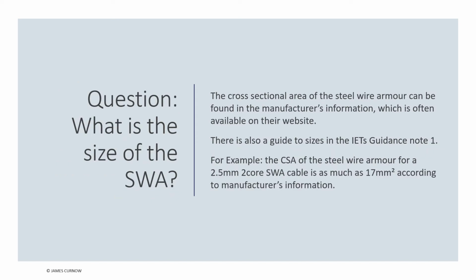The next question is, how do we find the actual size of the steel wire armour? Well, this can be found in the manufacturer's information, which is usually available on their website. There is also a table in the IET Guidance Note 1 which provides sizes of CSA of the armour for various sizes of SWA cable. So for example, the CSA of the steel wire armour for a 2.5mm 2-core SWA cable is as much as 17mm² according to manufacturer's information. So the CSA of the armour is much larger than that of the line conductor, but it is important to carry out the equation bearing in mind that the steel wire armour is a different material to the line conductor.